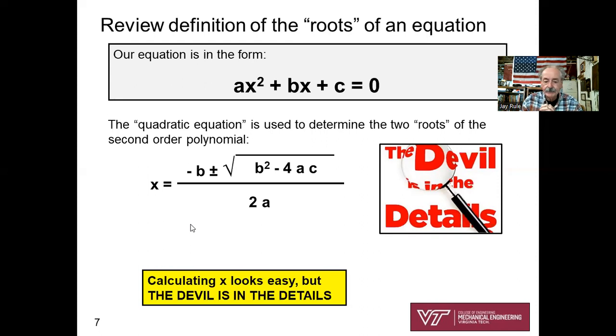Calculating x looks easy, but the devil's in the details. I hope you remember that there are some complexities associated with this. I'll pause it. Do you remember what those are? What are the complexities of this formula, this quadratic equation used to find the two roots of that general second order polynomial? What's the complexity there?